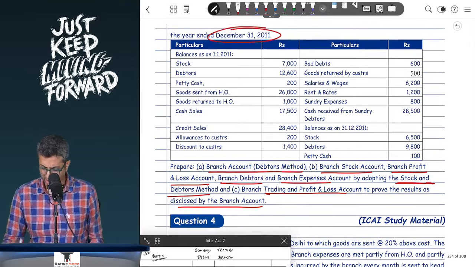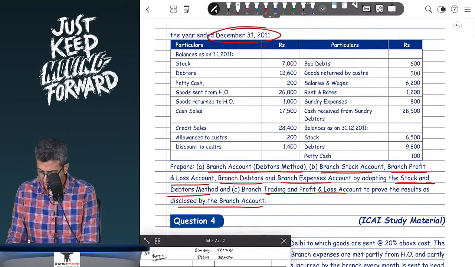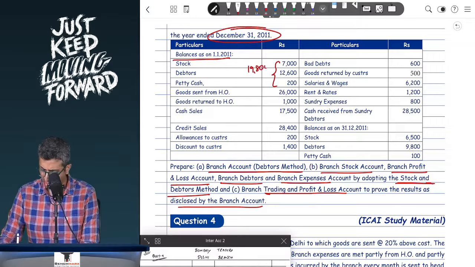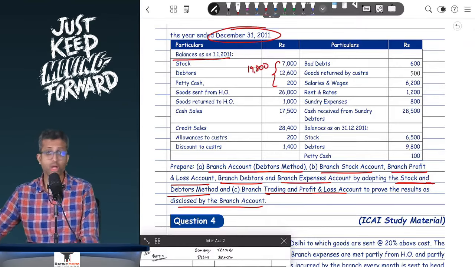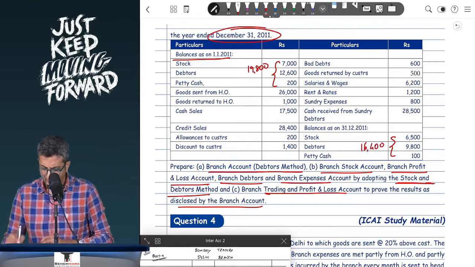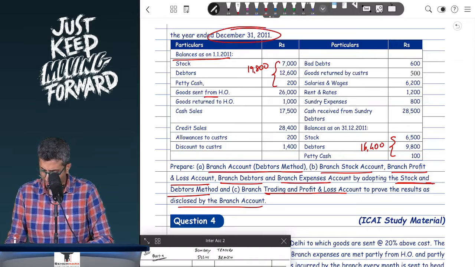So if I look at the transactions, if I follow the branch account, all of these opening balances, maybe 7,000, 12,600, 200, this is around 19,800. This will be your opening balance in your branch account under the debtors method. Similarly, this is the closing balance, 6,500, 10,800 and 100. This is what? 16,400. Next, you will have goods sent from HO, 26,000. This is what you will debit. Goods returned to HO, credit.